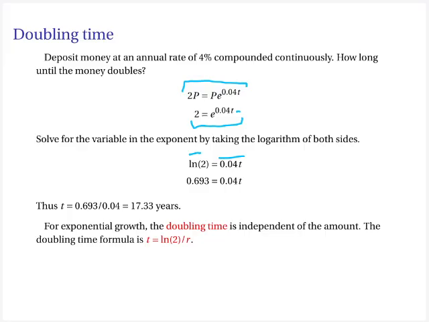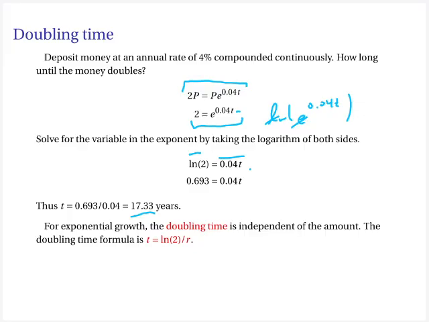So natural logarithm of 2 and 0.04t. That is to say, if you take the natural logarithm of e to the 0.04t, then they cancel each other. Natural logarithm and the e to the cancel each other, and you just get the 0.04t. And natural logarithm of 2, my calculator told me it was 0.693, divide through by 0.04, and you end up with 17.33 years. So 4% compounded continuously takes a while to double.